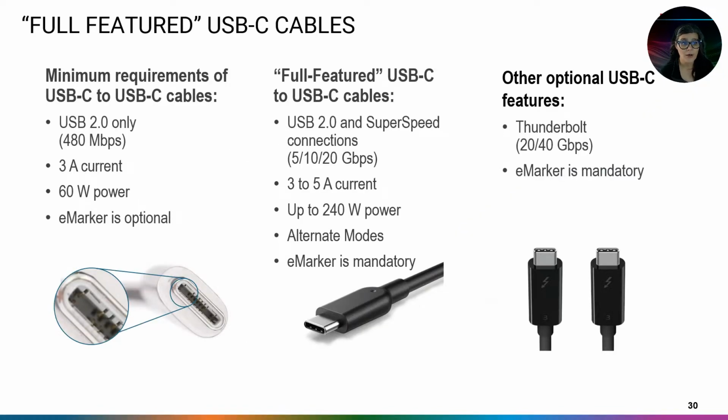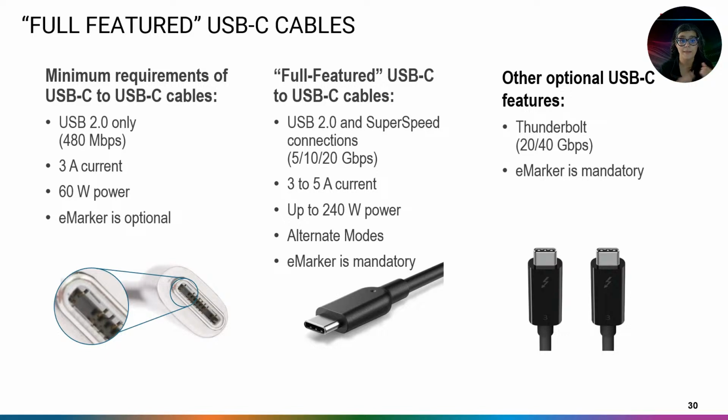So when we're talking about a full-featured USB-C cable, there are certain things that have to be there. Minimum requirements for someone to call a cable full-featured are to be able to do that backwards compatibility and do that USB 2.0, to be able to give at least 3 amps of current and 60 watts of power, and an E-marker is optional. I get asked a lot, what is an E-marker? An E-marker is a little chip that's in the end there of the USB-C and basically lets them know that, hey, we're adhering to this standard, which is going to be that middle column there.